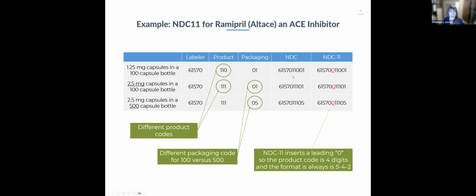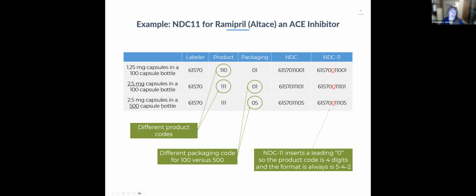Now, these product codes are only 3 digits long, and we know that the NDC 11 standard is 4 digits. So what happens is that a leading digit is inserted. So now 6570 is our labeler, and then 0110 is the product code, and then we have 01 for our packaging code. So in this case, we have a different dosage, which means it's a different product. We get a different NDC code, but it's the same drug.